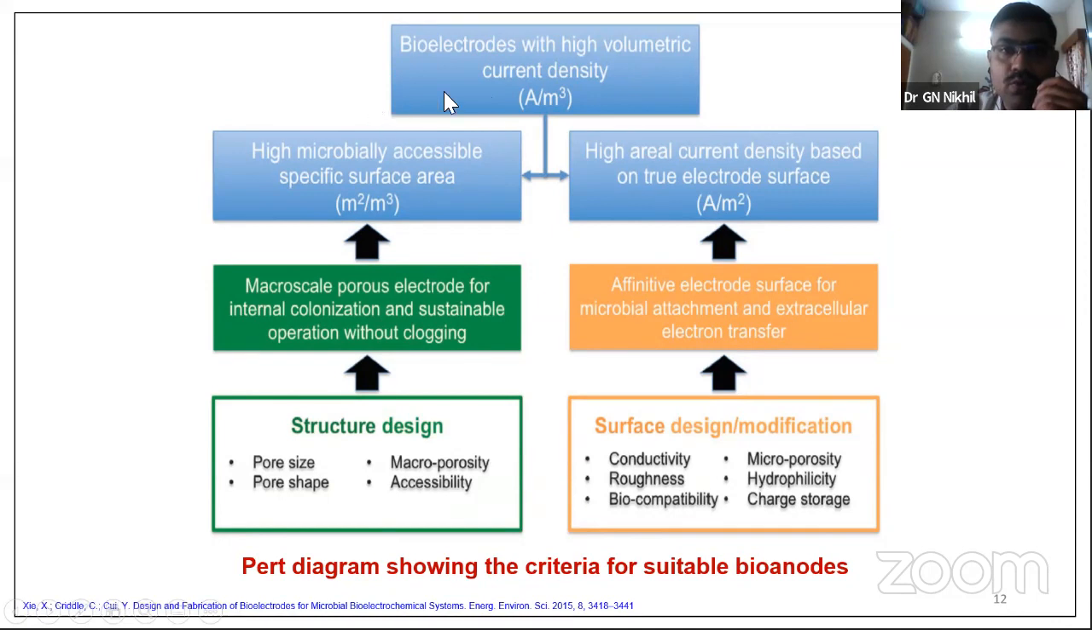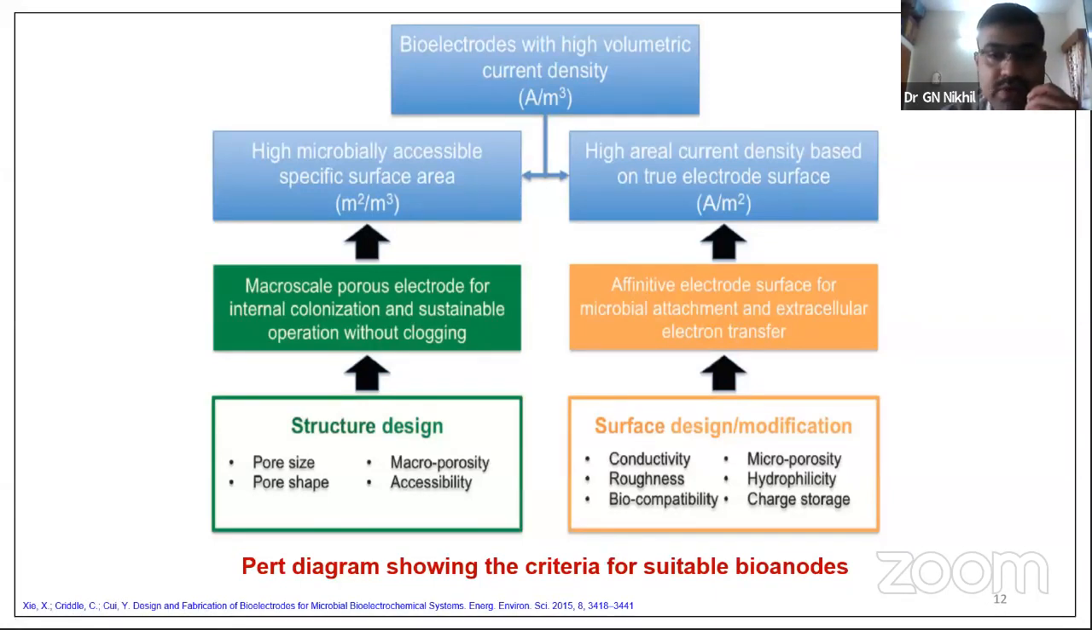The overall aim is to increase the volumetric power density or the current density, either by surface design modification or by structure design. If you see the structure design, we have pore size, pore shape, macroporosity, accessibility. If the pore sizes are very small, then you can increase the surface area of the electrode, right? Pore shape may be circular, rectangular, triangular, star shaped, any kind of that; you can make certain differences. Naturally, when you have pores, there is an increase in the surface area. And accessibility is also important: when you have such pores, naturally there would be better accessibility of substrate and better accessibility of the microorganisms to form the biofilm on it.